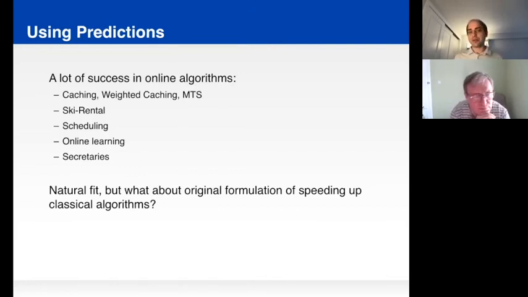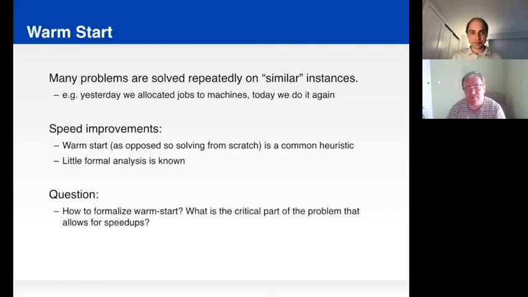But what about the original formulation? The example that I started with had nothing to do with online learning, had nothing to do with online algorithms. It just said, here's my binary search, and I can speed it up if I know something about the instance or the data structures that I have. So can we replicate that elsewhere?